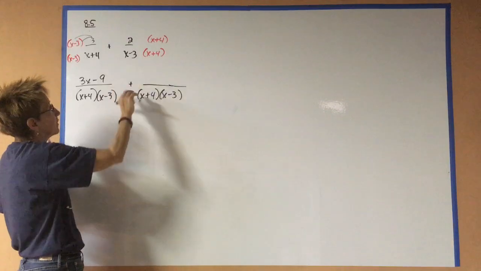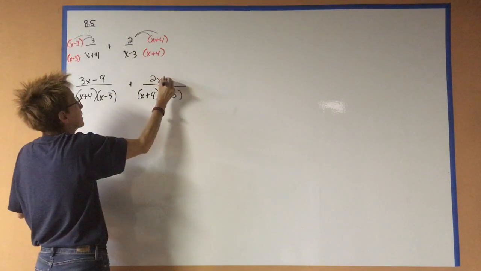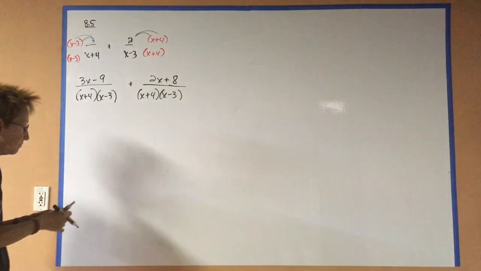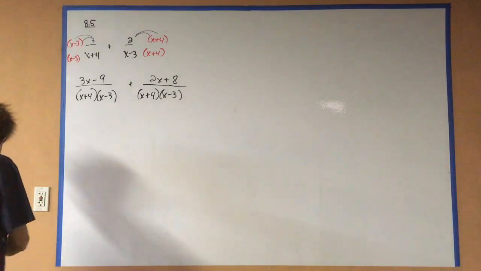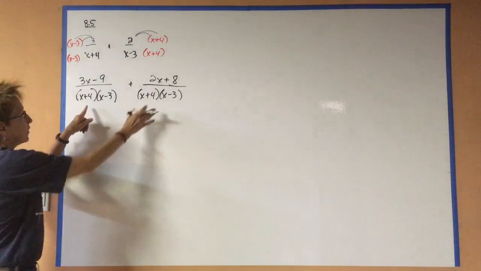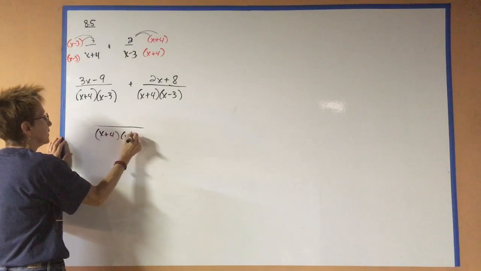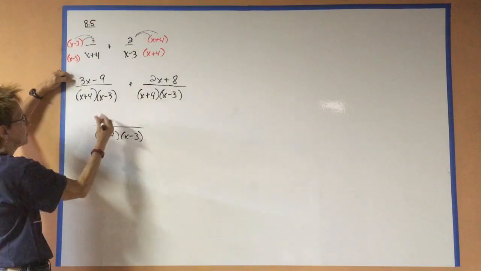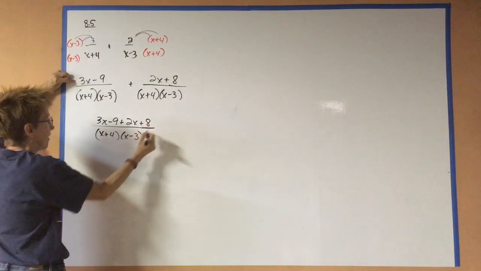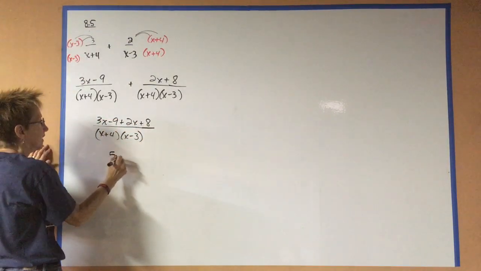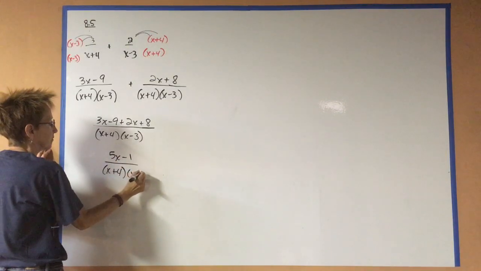There's my plus sign, so I don't have to worry about it. This is a positive 2, so I distribute a positive 2 and get 2x plus 8 here. And then we were ready to combine them. Keep the denominator, x plus 4 times x minus 3, and add across the numerator: 3x minus 9 plus 2x plus 8. I combine my terms and get 5x minus 1 over x plus 4 times x minus 3.